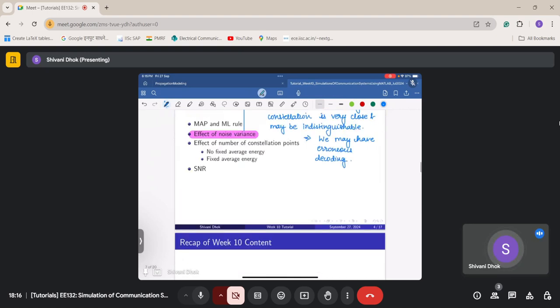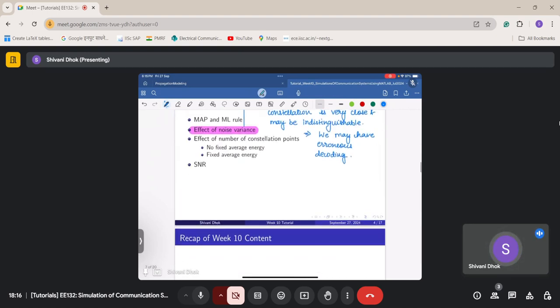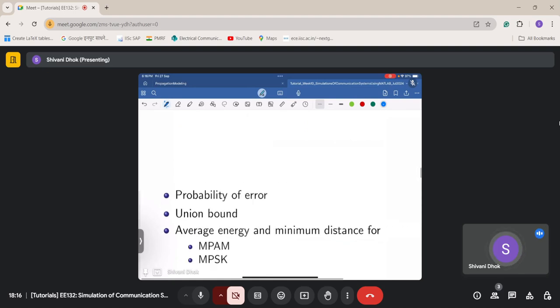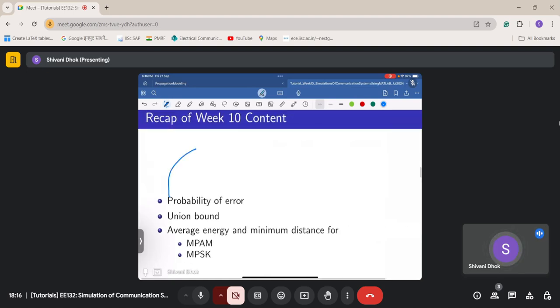And how do we analyze this particular thing? Which metric do we use to assess whether the decoding was proper or not? That is probability of error. So what do we mean by probability of error?